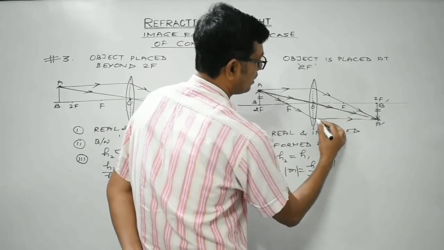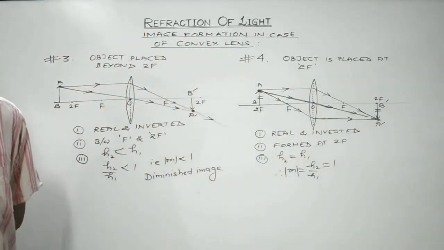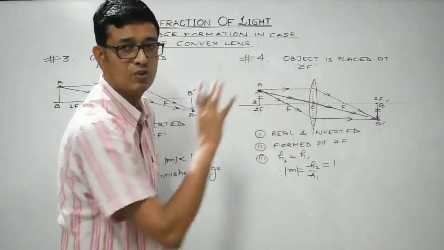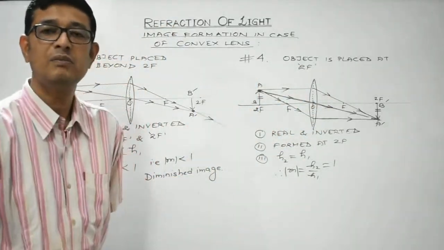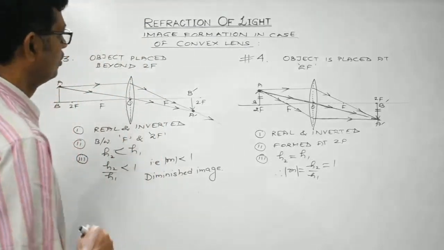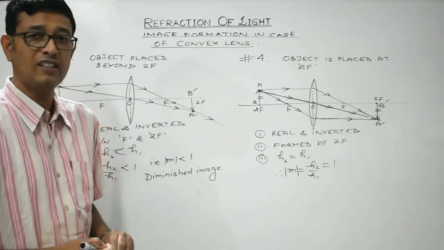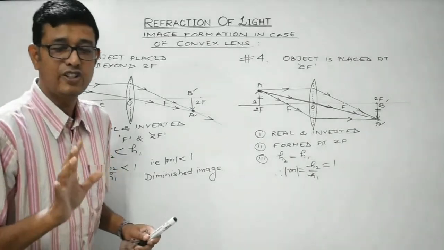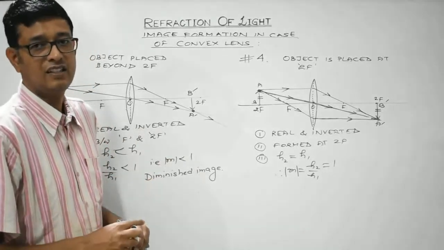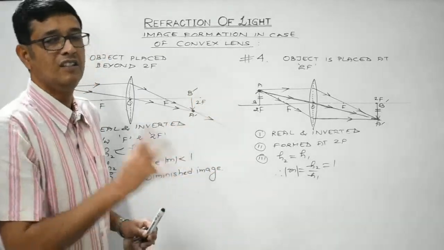So students, what I mean to say is that out of these three rules, make use of any two rules. You need not make use of all the three rules so as to obtain the position of the image. Just make use of any two rules, right? So we have discussed four cases. What's the common point in all the four cases? So far, the nature of the image obtained is real, right? In all the four cases which we have discussed so far, the nature of the image obtained is real.